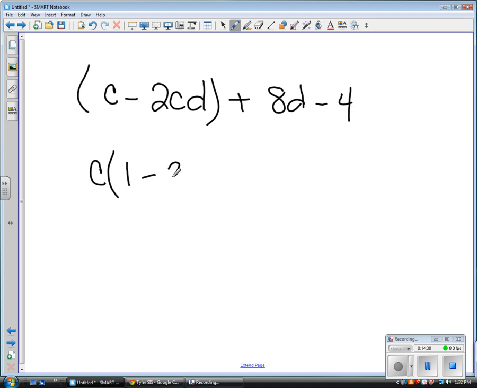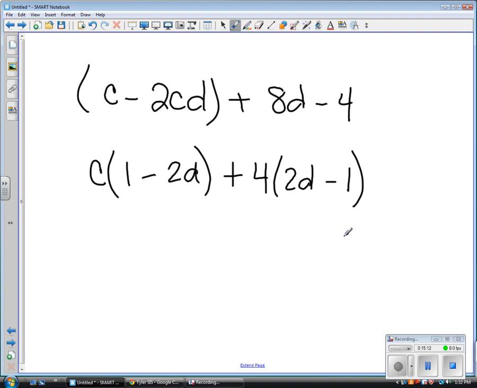1 minus 2d. Everybody see where I got 1? He's my spot holder. Okay? Now, plus, what can I factor out? I can do a 4. So what do I have left? 2d minus 1. Because does everybody agree 4 divided by 4 is 1? Does everybody agree with that? So that's, okay.